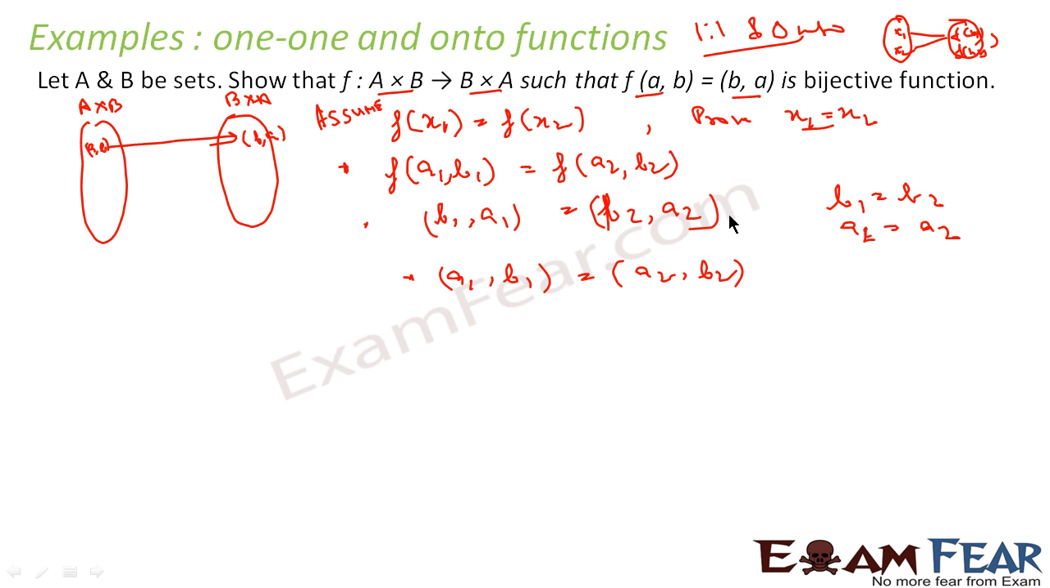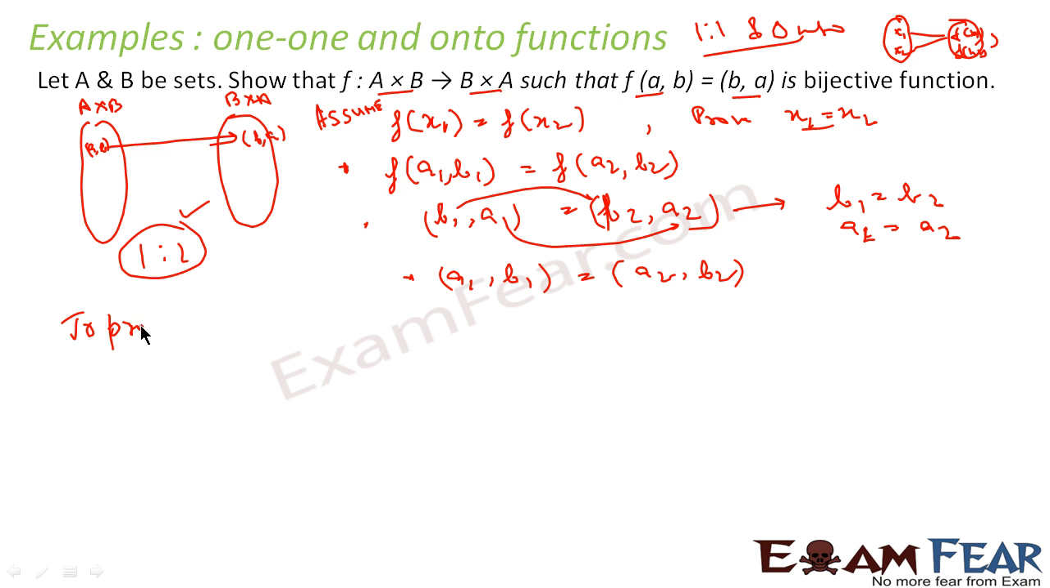Correct? Why? Because if you compare these two relations, I got b1 is equal to b2 and a1 is equal to a2. Since b1 is equal to b2 and a1 is equal to a2, I can very well say (a1, b1) is equal to (a2, b2). Since I have proved that (a1, b1) is equal to (a2, b2), where I have assumed that f of (a1, b1) is equal to f of (a2, b2), I can say that this function is one-one. One part is done.